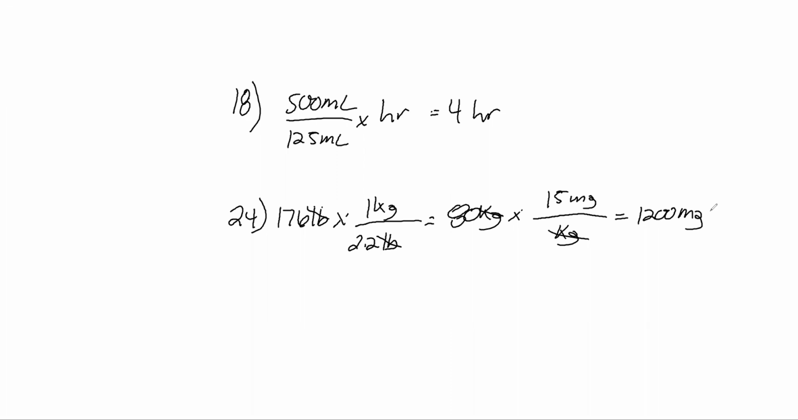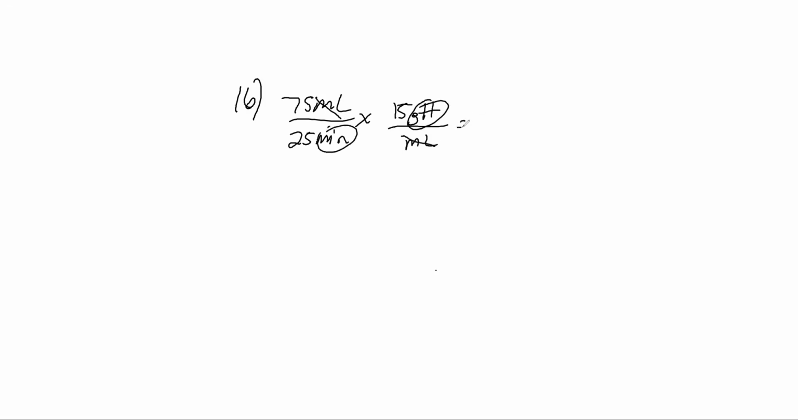Okay, question 16. All right, so 16 is going to be done the same way we did the other drop rate questions. The difference is we don't have to worry about converting from hours to minutes. So 16 says we have 75 milliliters infusing over 25 minutes. We have a drop factor set at 15 drops per milliliter. We know we've done everything right because we're left with drops per minute, which is exactly what we want, and we get 45 drops per minute.